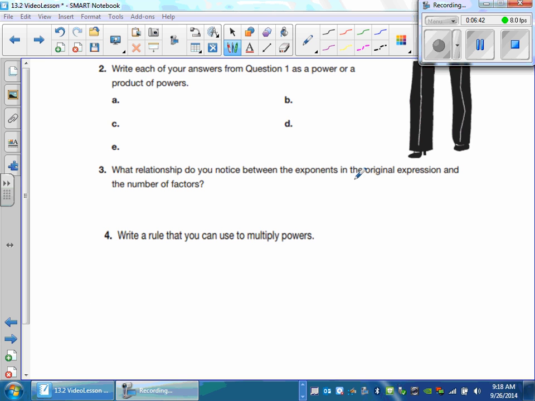Question 2 is what we already did up on number 1 when we went through and wrote those expanded forms into power form. 3 asks what the relationship is between the exponents in the original and then in the other ones, and it is the sum of the exponents. Again, because we talked about when you have a product of powers, you add the exponents.